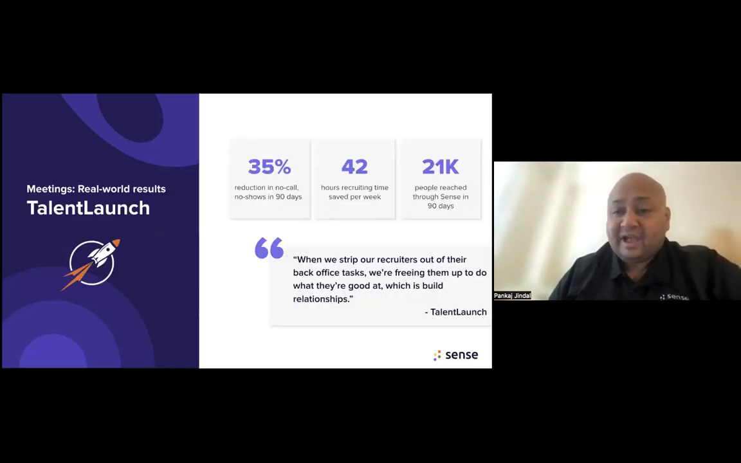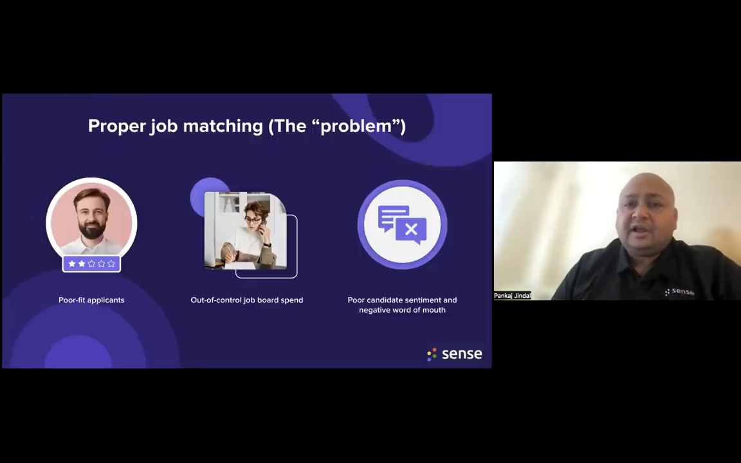Here is another real world example from a customer of ours. This customer has now seen a 35% reduction in no call, no shows in just the first 90 days of going live with meetings. They've also seen 42 hours of recruiting time added to their recruiters' calendars, and 21,000 people reached out to in the last 90 days. So, you can see what they've said about the meetings. When we strip our recruiters out of their back office tasks, we're freeing them to do what they're good at, which is build relationships. This is a customer of ours called Talent Launch, which is already seeing these kinds of results.